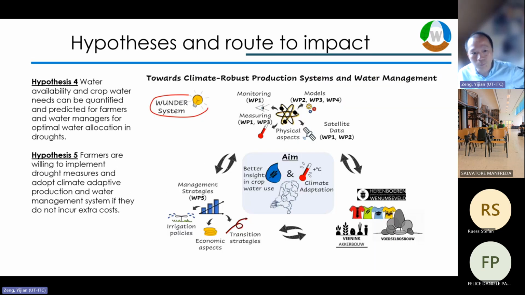There are also other hypotheses. So in terms of the water availability and crop water needs, this is linked to the soil plant digital twin part. I will come back to this later. But in general, the right part just gives you an overall structure of the Wonder project, what we are trying to do. There are parts linked to, for example, monitoring, measuring, but also modeling and the satellite observations. And with all this, we're trying to quantify the soil plant system in an accurate manner.